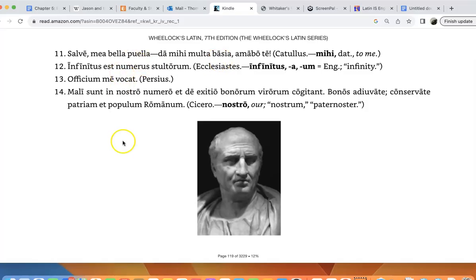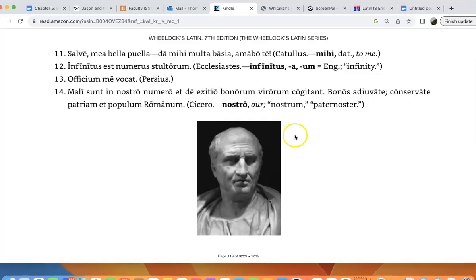All right, we're just going to do 1 through 10. Although here's a good one, right? Infinite is the number of dumb people, right? But anyways, for that, we'll just do 1 through 10.